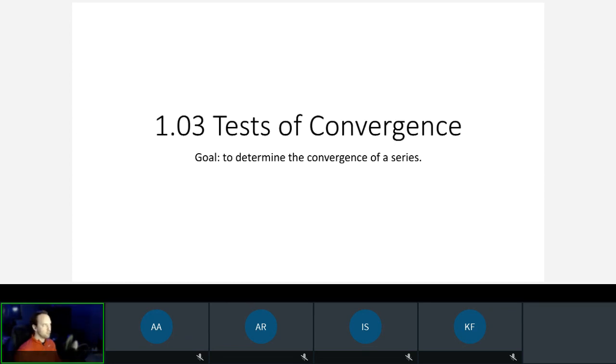All right, so 1.03 test of convergence. This is day 1, by the way. We're going to determine the convergence of a series. So it's either going to be convergent, divergent, or inconclusive, and we'll get there.